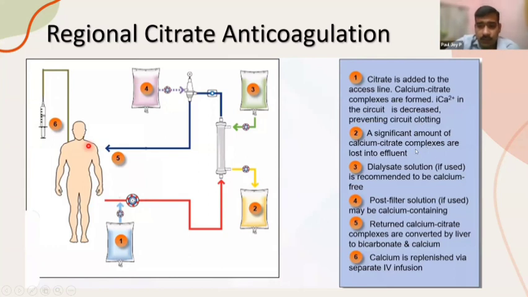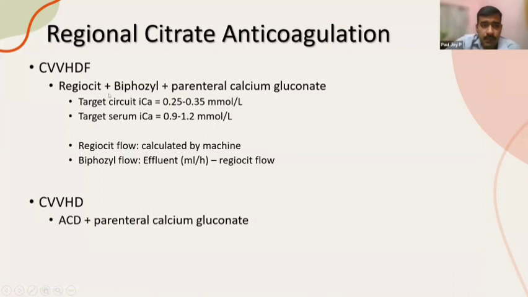A significant amount of calcium citrate complexes are lost in the effluent. The dialysate solution has to be calcium free. The post filter solution may be calcium containing, and the returned calcium citrate complexes are converted by the liver to bicarbonate and calcium, and the lost calcium is replenished via a separate IV line. So in CVVHDF, we use Regiocit, Biphozyl, and parenteral calcium gluconate has to be given.